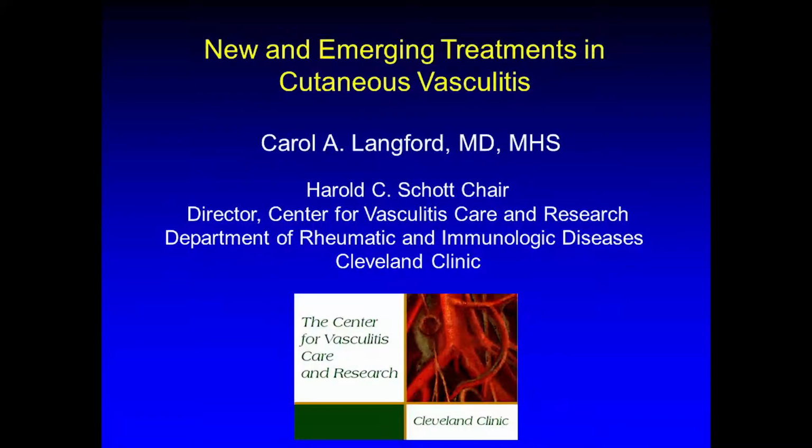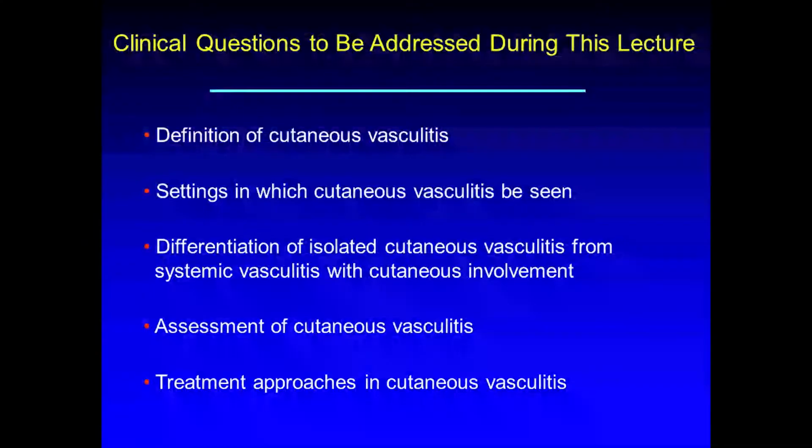So when we think about treatment of cutaneous vasculitis, I think one of the biggest challenges that we face is in first determining what is the underlying process, because that is going to guide how we approach management. This is not a uniform area, and we have to be able to think about this in terms of stratification.